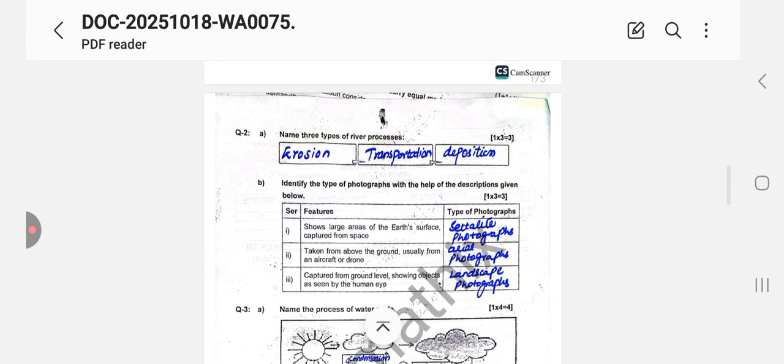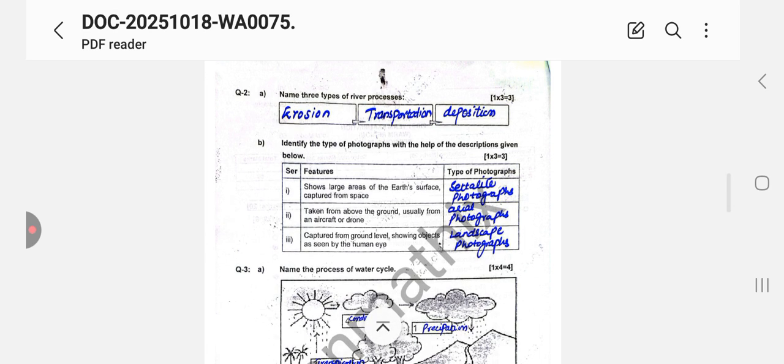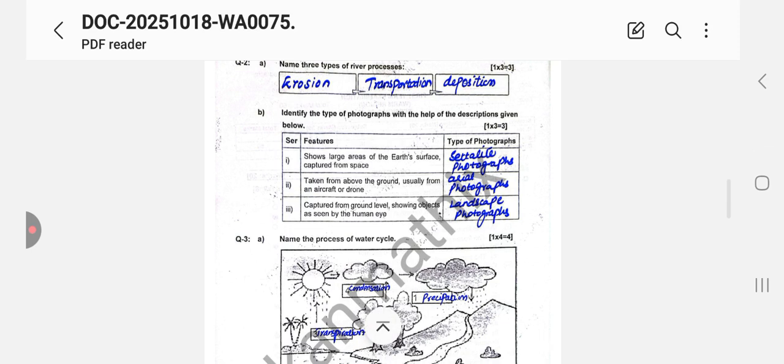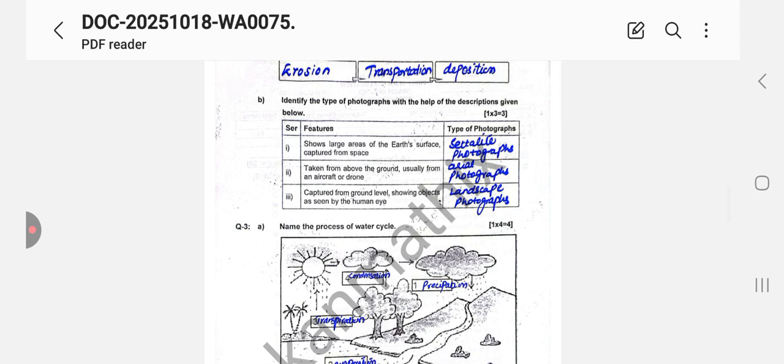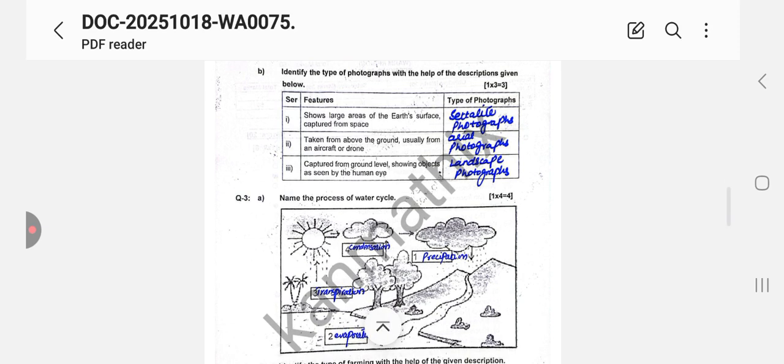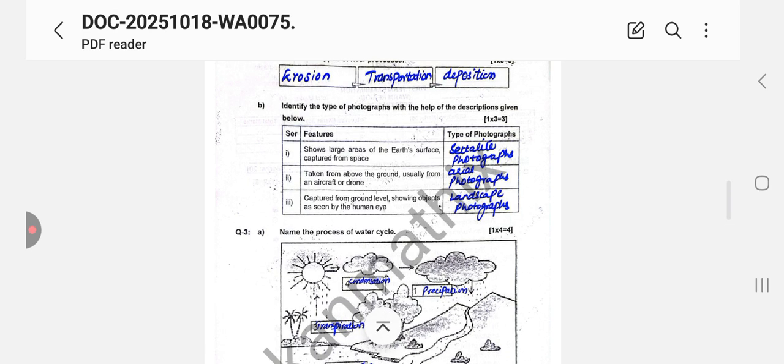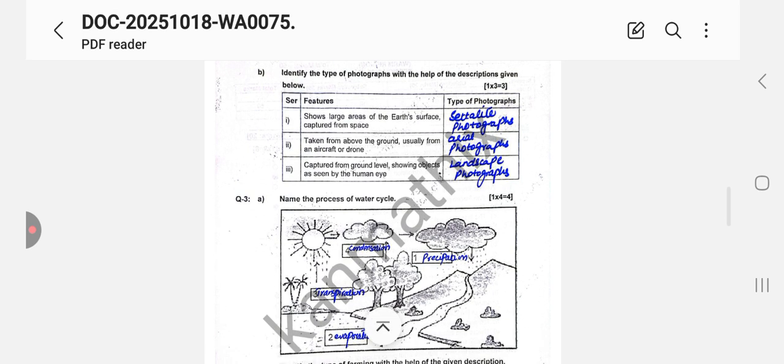Question number 2, name 3 types of river processes. So you can take a screenshot for the answer. Erosion, transportation, deposition, and B is identify the type of photographs with the help of the description given below. So you can check out the answer. This was your 3 marks question, 1 mark each.